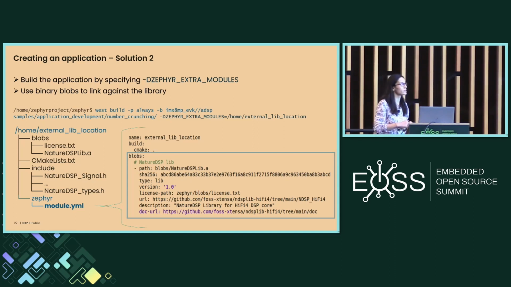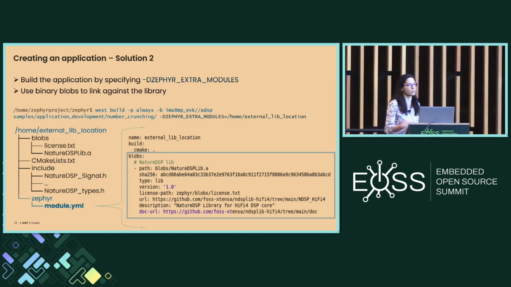relative to our external module. We have a SHA. This is used to verify that the binary blob is valid. We have the type. There are two types supported right now in Zephyr. Okay, the version, the license path is very important. We have to have a license for that binary blob. The binary blob usually has a proprietary license, and we need to have that. The URL, it's the location where the binary blob will be fetched from. Description, a human-readable description of that blob, and the doc URL contains the documentation about that binary blob.